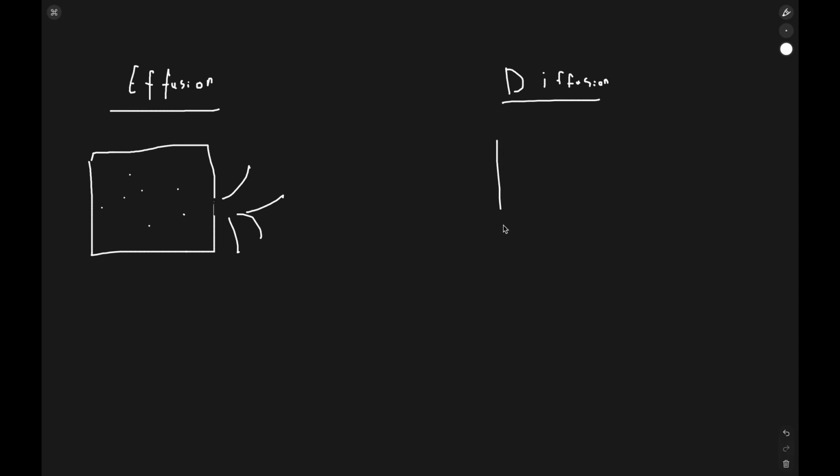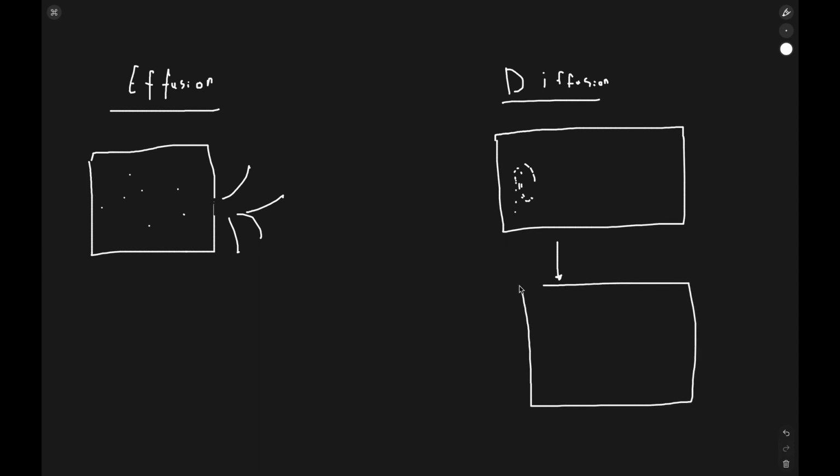Now, diffusion is when you have a container, let's say all the gases are clumped up in one area, and diffusion is when they disperse randomly. So they spread out. Now, that's pretty much the only difference.